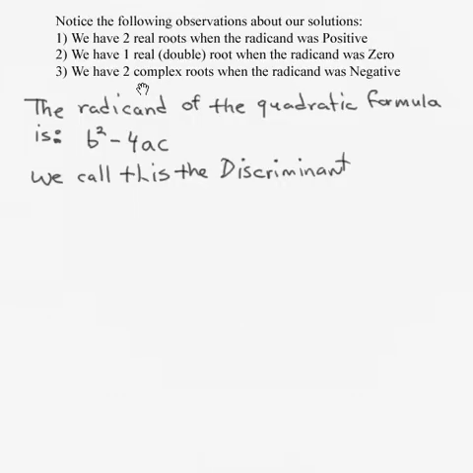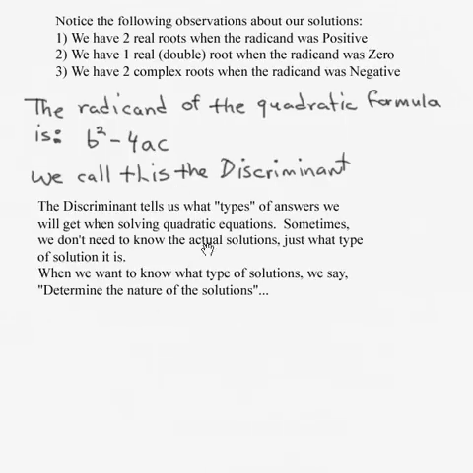That all happens with the radicand, and what's under the radical sign in the quadratic formula is b squared minus 4ac. So we call it the discriminant because it helps us determine what kind of answers we're going to get. And so we don't always need to know the actual solutions, just what kind of solution it is.